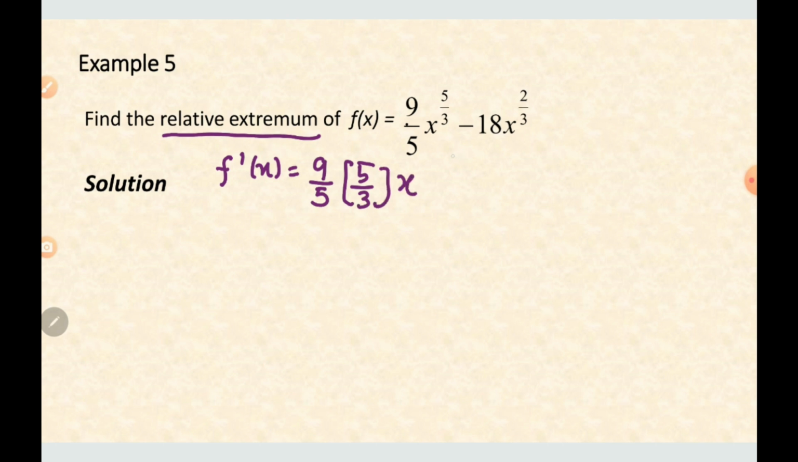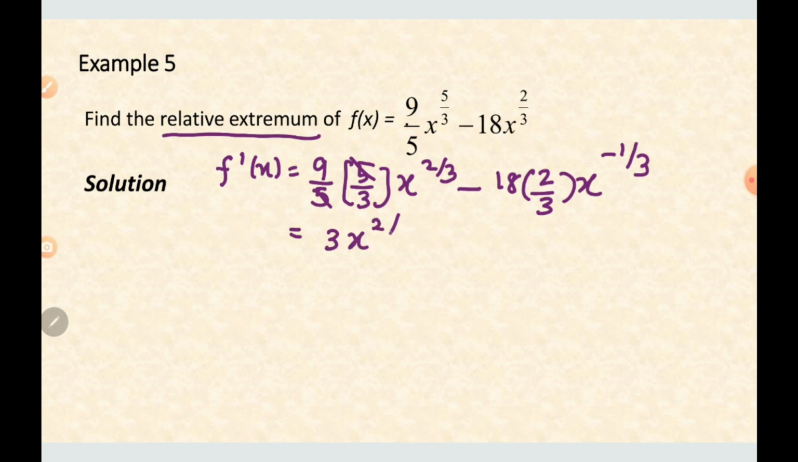x to the power of 5 over 3 minus 3 over 3, that is 2 over 3. Then you have to minus 18 times 2 over 3 x to the power of 2 over 3 minus 3 over 3, and the answer is negative 1 over 3. Therefore, we need to simplify. 9 over 3, the answer is 3x to the power of 2 over 3. Simplify the second term, you will have 6 times 2, that is 12x to the power of negative 1 over 3.